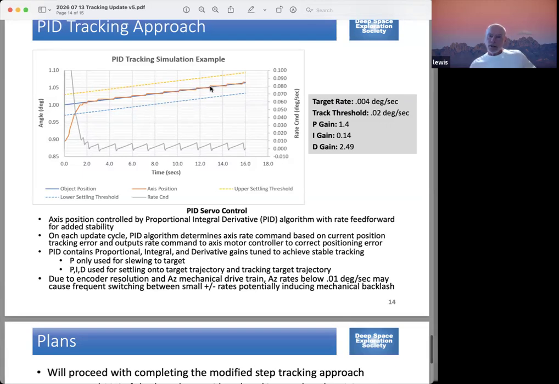And this is one case. The target rate is 0.004 of a degree per second in azimuth. That's a pretty nominal azimuth rate that you would likely encounter. And to show the PID settings, let me talk about PID servo control first.